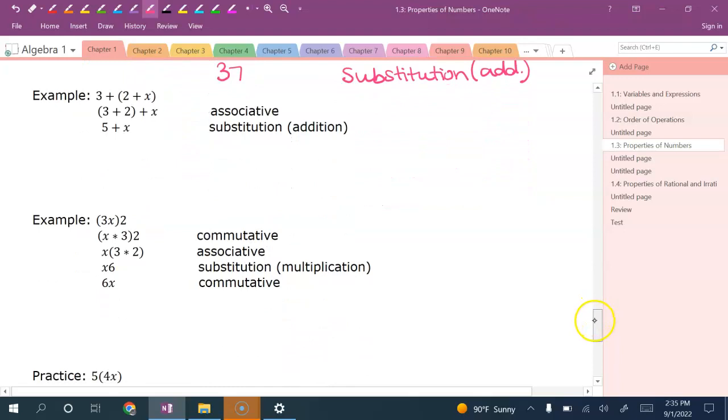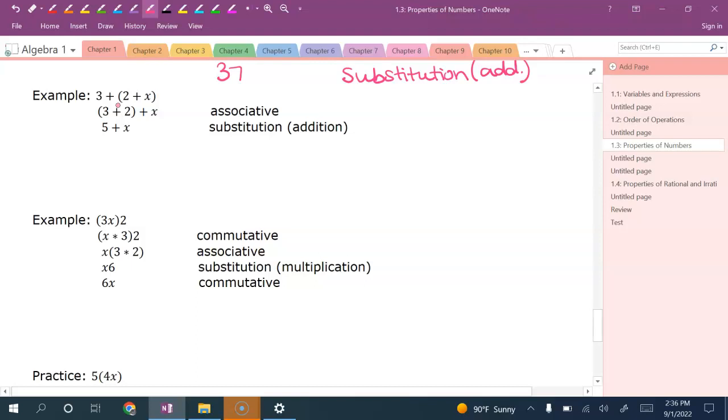All right, I've got a couple more examples here to walk through. So with this first one, it says 3 plus, in parentheses, 2 plus x. What I did first is I used the associative property to change my grouping, because I can't combine 2 and x because I don't know what x is. So I moved the parentheses to go around the 3 and the 2 because I can add those together, and that became 5, and then I still have that plus x. And that reason was just using substitution, because all I did was add the 3 and the 2.